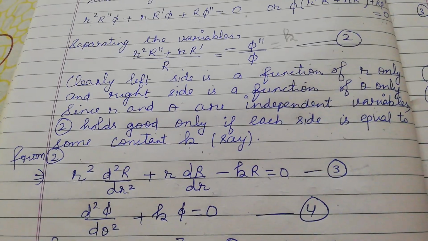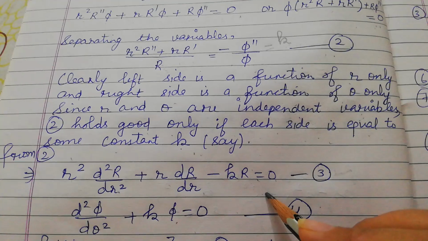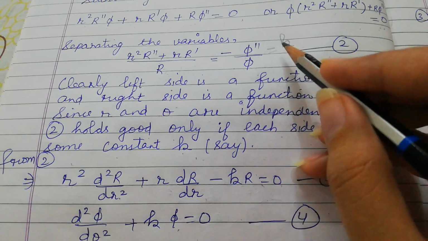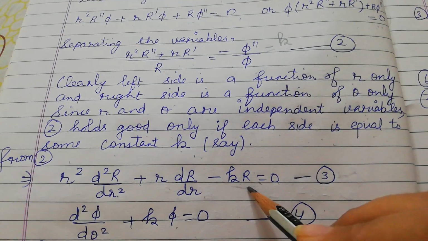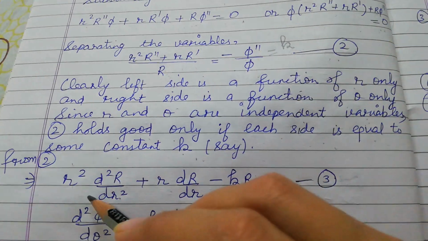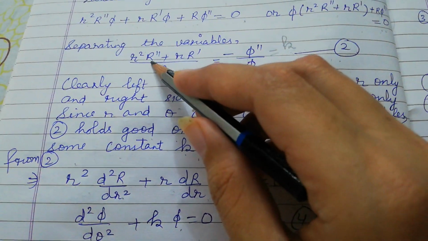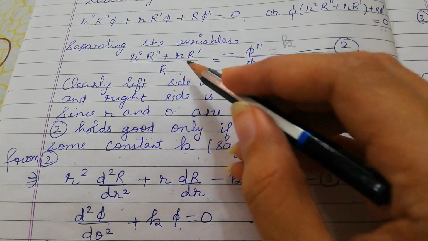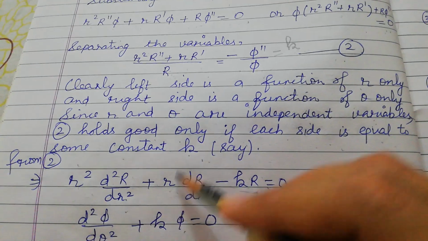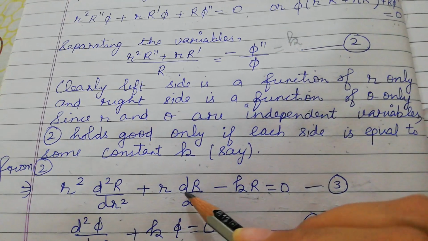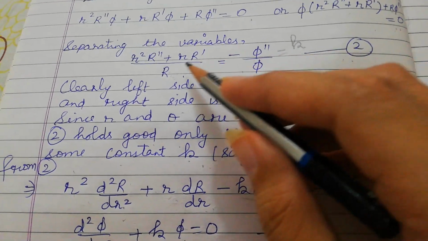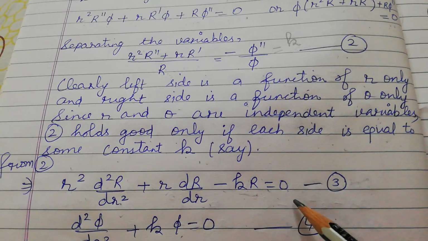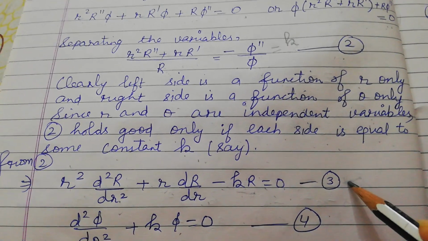So we will get this one, the equation number 3. From where we got this equation number 3? When this will be equal to k, this capital R can be shifted to this side, and this term will become r square R double dash. Capital R double dash can be written as d²R/dr² plus this small r as it is. Capital R dash can be written as dR/dr, equals to, it was r into k, we shifted it to this side, it becomes negative, equals 0. So we gave it equation number 3.